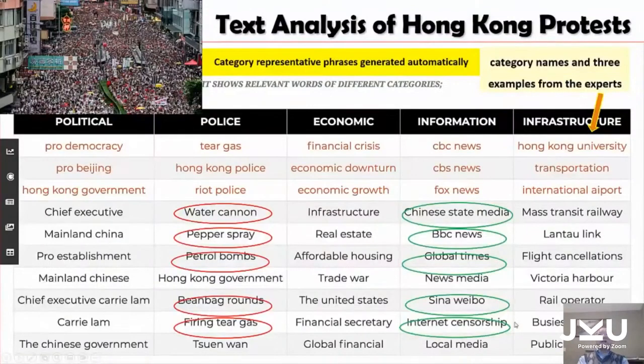We actually used this to analyze 2019 Hong Kong protest data. Based on this protest data, you look at political versus police versus economic or information infrastructure categories. What you need is just to give a bunch of keywords as examples, and we take these as the different categories. We conduct the embedding, and the embedding gives us much more useful, meaningful results in each category.